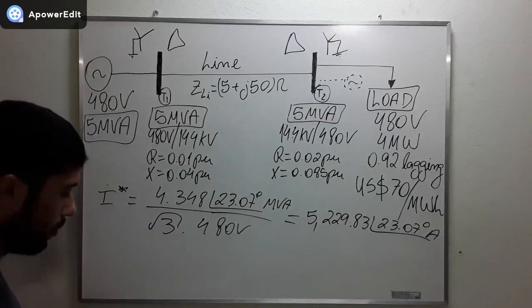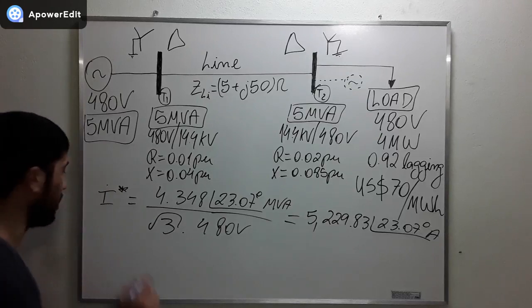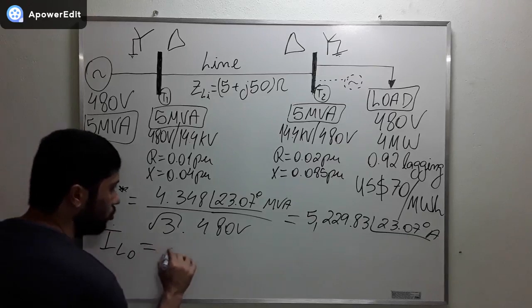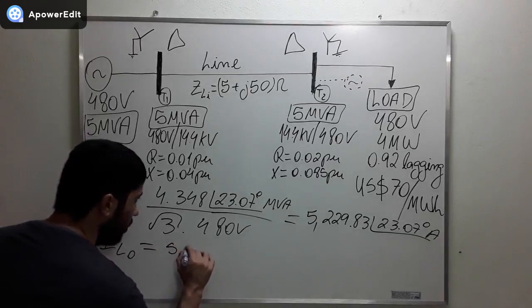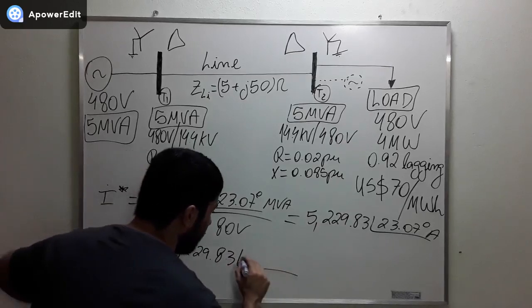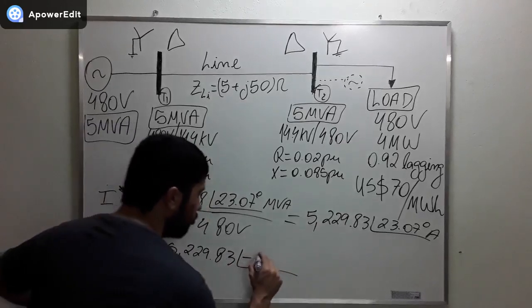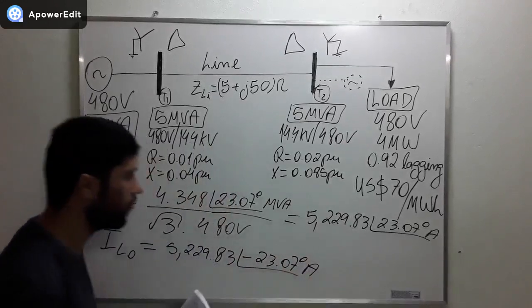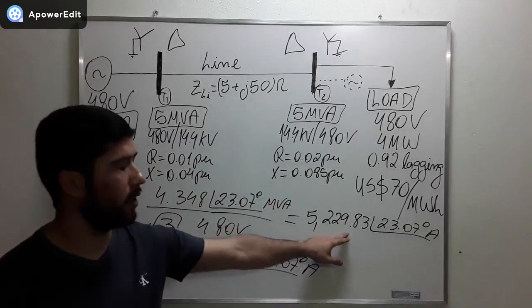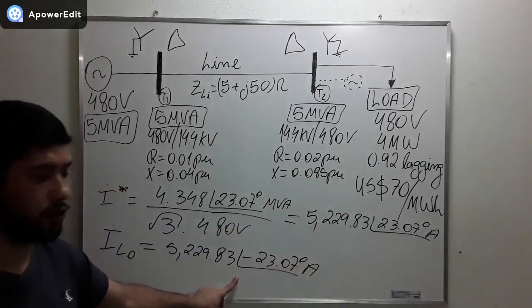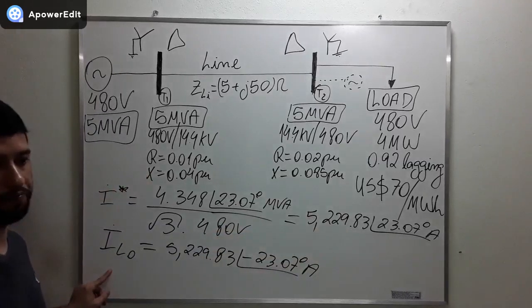We don't need the complex conjugate, we need the current itself. So the current of the load is going to be equal to 5,229.83 in the phase negative 23.07 degrees amperes. This is the complex conjugate of the current, and this is the actual current of the load.